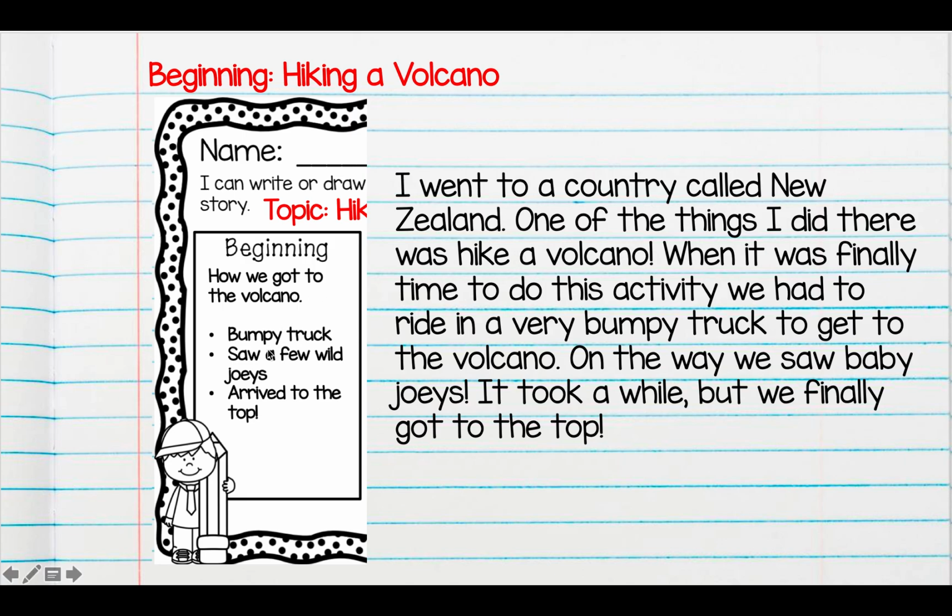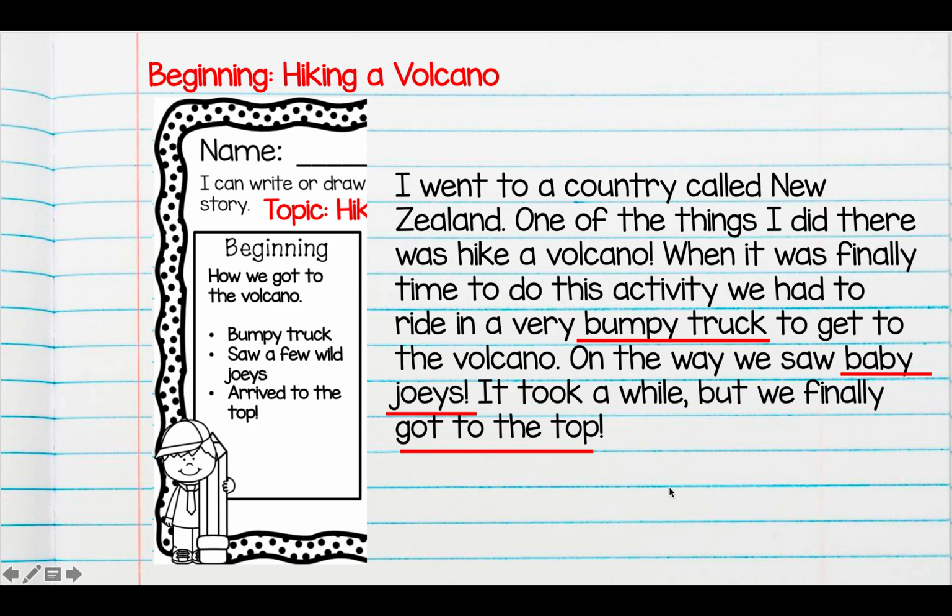Let's double check and make sure that everything I wrote makes sense with everything that I wrote in my organizer. The first thing was a bumpy truck ride, and I talked about that in my story. Next, there were seeing a few wild joeys. We also saw that. I wrote about the baby joeys. And last, I talked about arriving at the top. And there it is in my story. Do you see how I used this to help me write my actual rough draft?